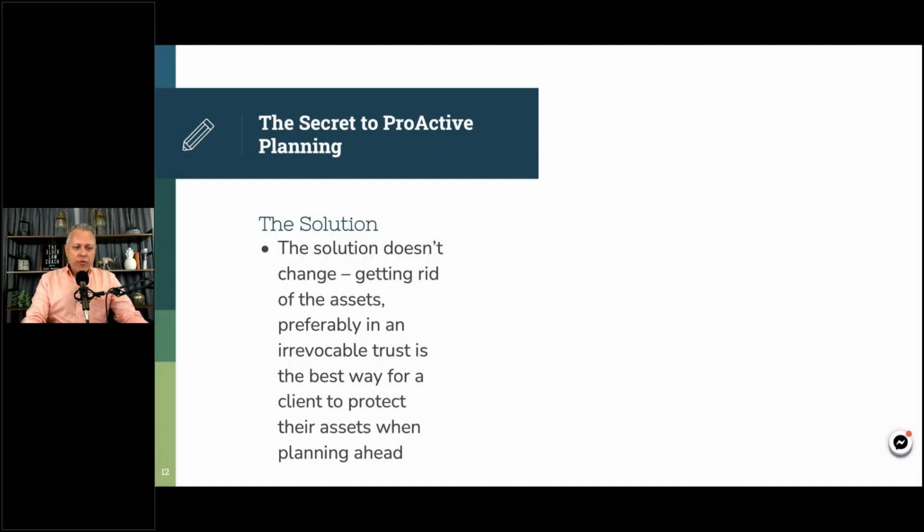All right, a little bit of review here. Let's go back and just go through this very quickly. I'm not going to spend a lot of time in review, but I want you to understand this. The solution doesn't change. When we're looking at proactive pre-planning for Medicaid, the solution doesn't change. You have to get rid of assets, preferably in an irrevocable trust, which is the best way to protect the clients when planning ahead.